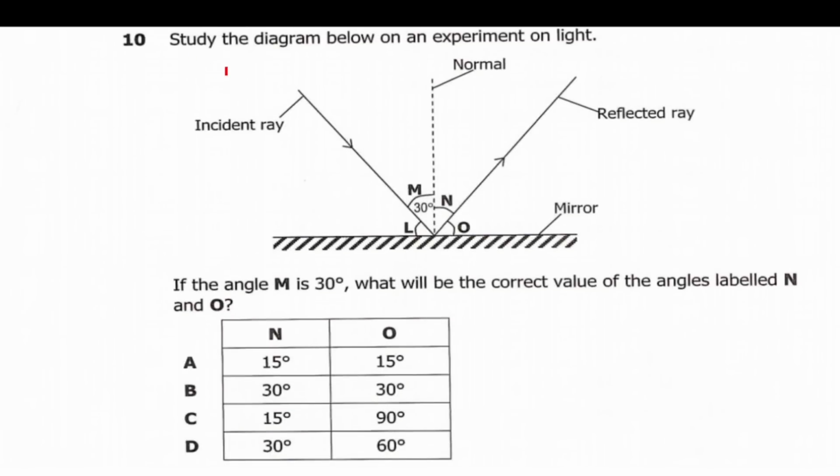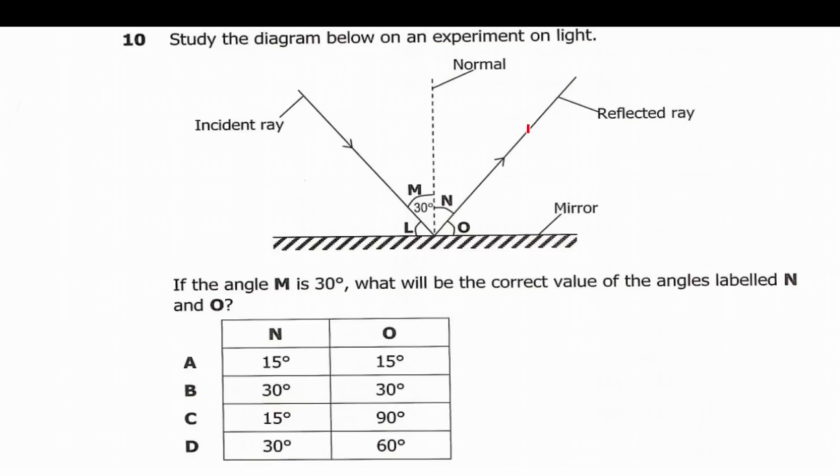Then 10 reads, study the diagram below on an experiment on light. So we have an incident ray and we have a reflecting surface, which is a mirror, and we have a reflected ray and we have the normal, and the angle of incidence, which is the angle between the normal and the incident ray, is 30 degrees. We expect also the angle of refraction or reflected.